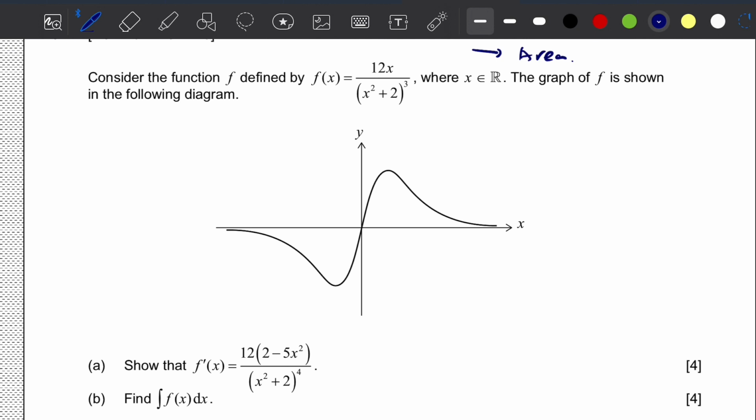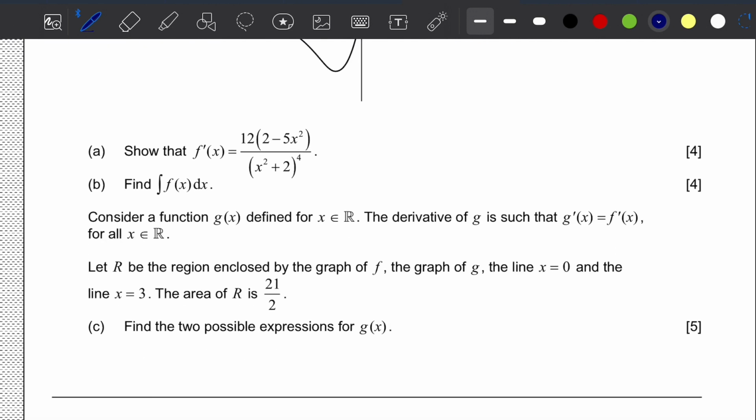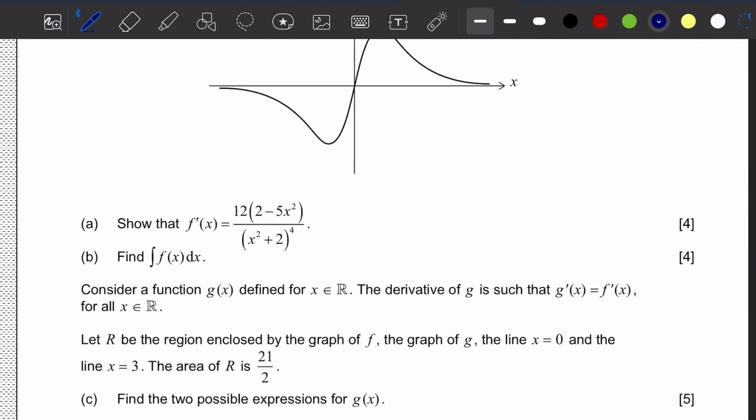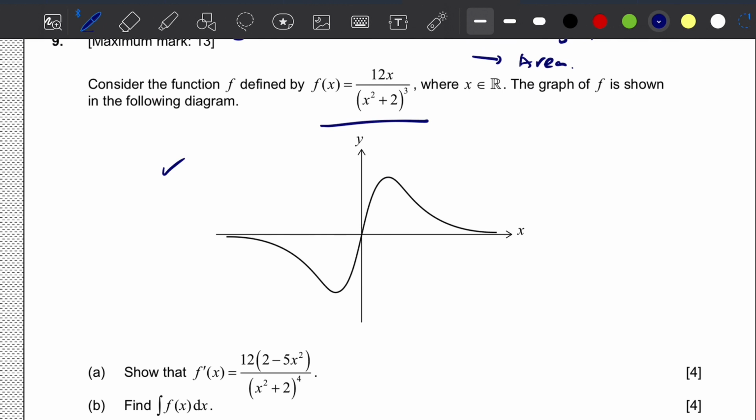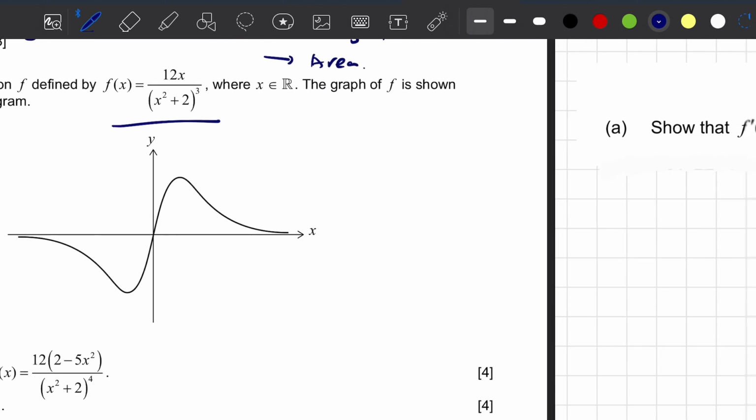We need to consider the function f defined by f of x equals 12x over (x squared plus 2) to the power of 3, where x is a real number. The graph of f is shown in this diagram. In question A, we need to show that f prime of x is equal to 12 times (2 minus 5x squared) over (x squared plus 2) to the power of 4. This question means that we need to differentiate the function f of x, right? So let's do this on another page.